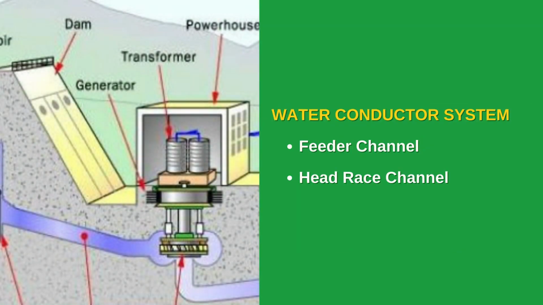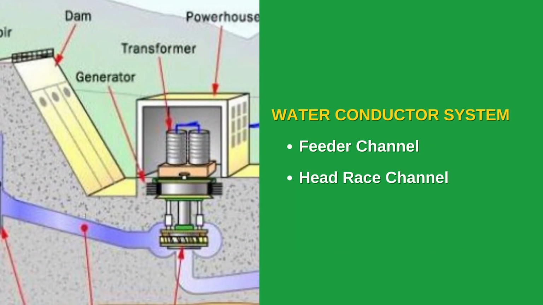Now, second one is the water conductor system. In that we have the feeder channel and the head race channel. The feeder channel is provided from the intake to the desilting tank and carries sediment-ridden water. The velocity in the section should be enough so that the sediments present in the water do not get deposited at the channel bed. Now, next one is our head race channel. This is provided from the desilting tank to the forebay tank. It carries silt-free water because you have to ensure that there is either no silt or the least possible silt in the flowing water.